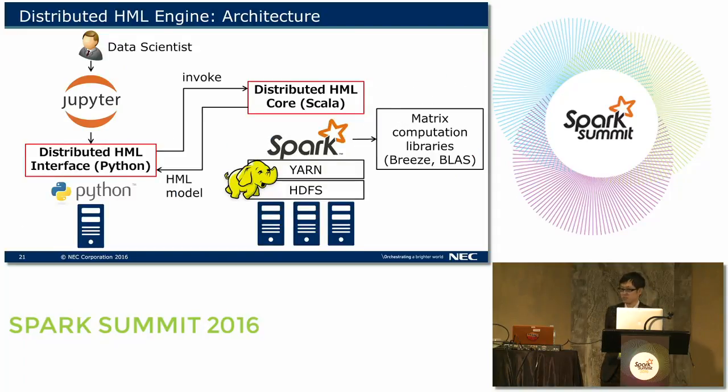Okay, so this figure illustrates the architecture of the distributed HML engine. Data scientists can use the Python interface of distributed HML through the Jupyter Notebook. The interface invokes the core engine of distributed HML, implemented in Scala, and it runs on Spark. During the optimization process of prediction models, it calls matrix computation libraries like Breeze and BLAS.